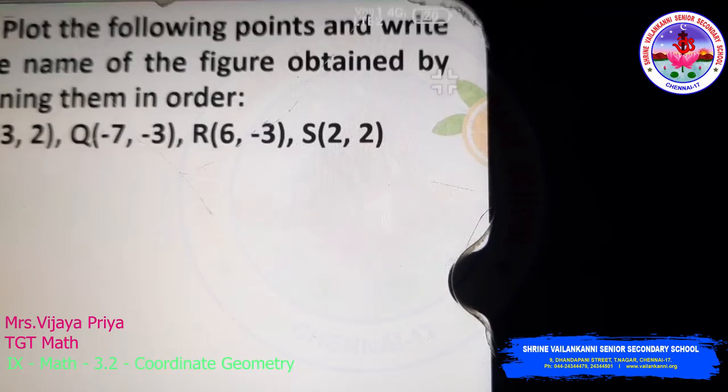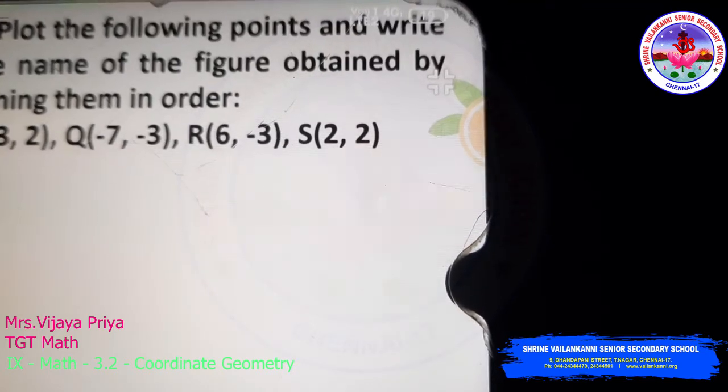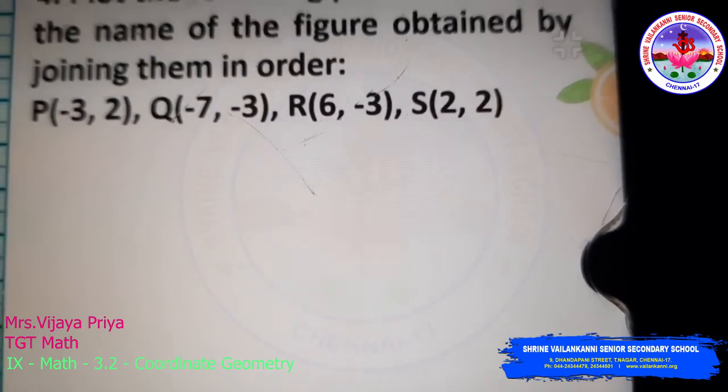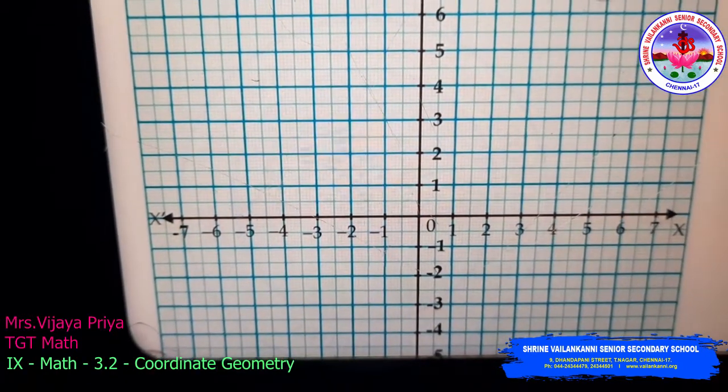So now third problem: plot the following points and write the name of the figure obtained by joining them in order. Point P, the coordinate is (-3, 2). Point Q, (-7, -3). Point R, (6, -3). Point S, (2, 2). We are going to plot these points in the graph and we are going to join them in order to see the figure obtained.